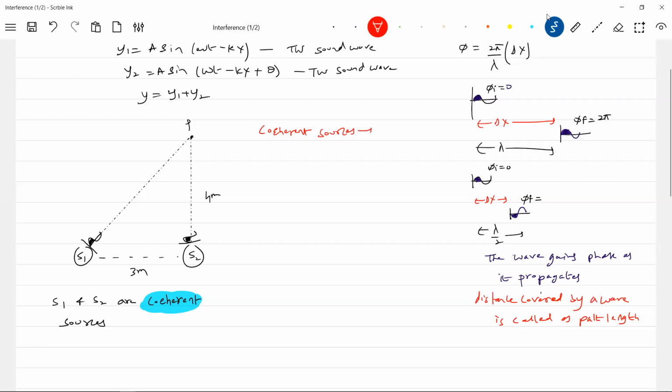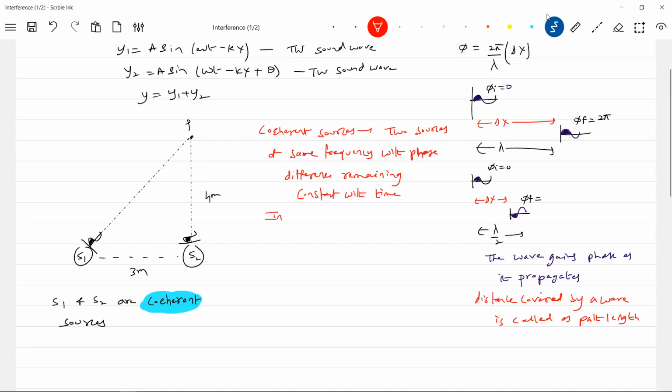Coherent sources. Two sources of the same frequency with phase difference remaining constant with the time. With the phase difference between them remaining constant with the time are said to be coherent here.